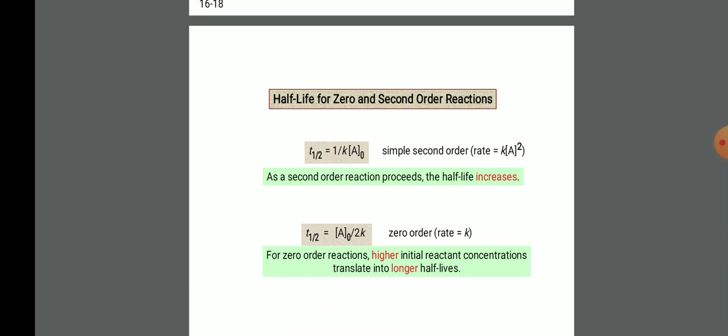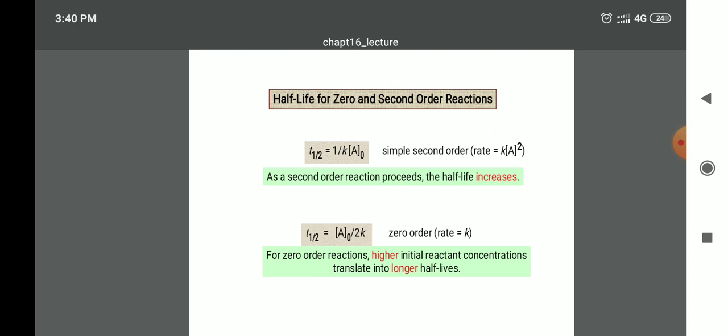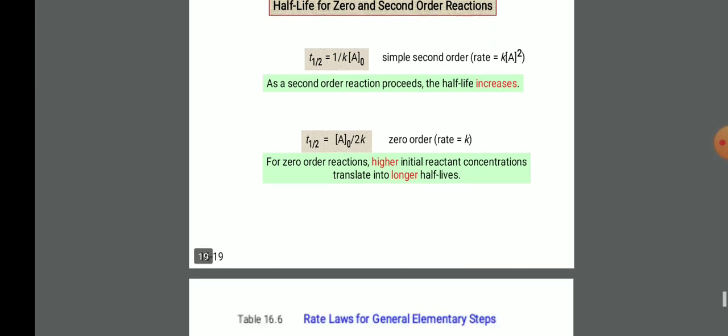Firstly, for a simple second order reaction, t half equals 1 divided by k times the concentration A0. The rate of a second order reaction is k times A squared. As a second order reaction proceeds, the half-life increases. Second, for the zero order reaction, t half equals A0 divided by 2k. For a zero order reaction the rate is equal to k. Higher initial reactant concentration translates into longer half-lives.